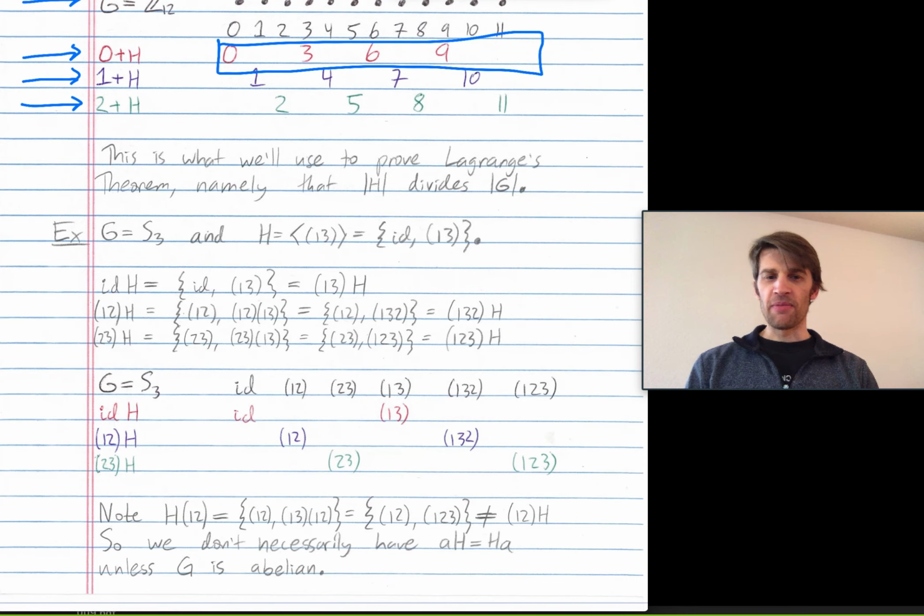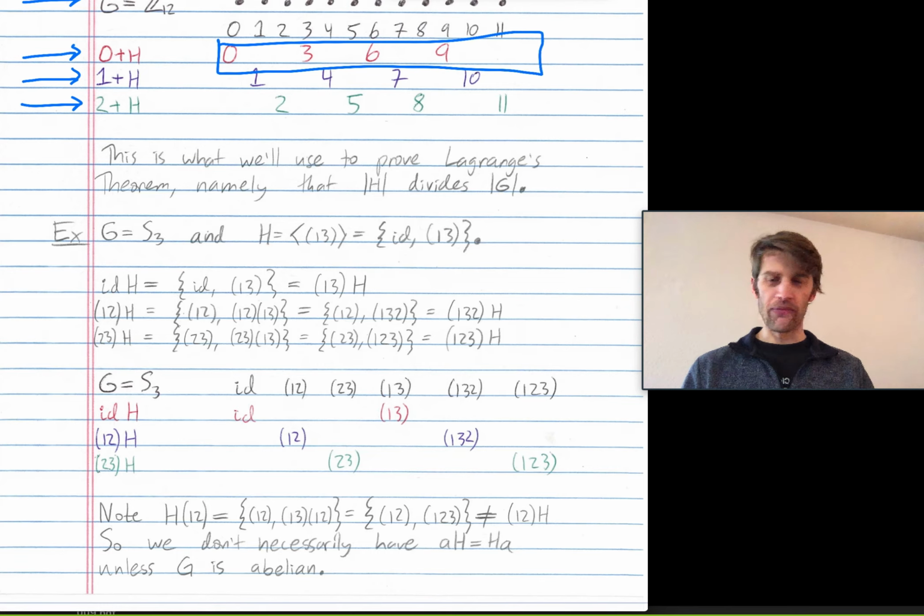Let me end our discussion of cosets for today with one last example. So our group will be the symmetric group on 3 elements, and our subgroup will be the subgroup generated by the permutation (1 3), swapping 1 and 3. So if you do that permutation twice, you get back to the identity. And that's why this cyclic subgroup has only these elements in it and nothing more.